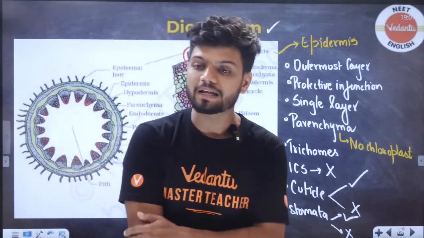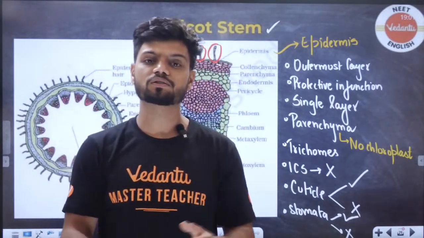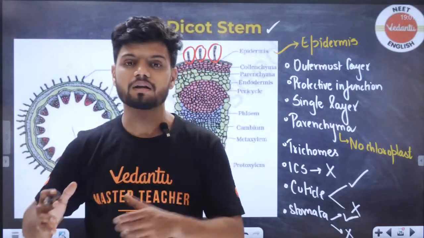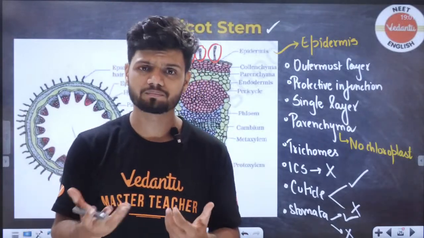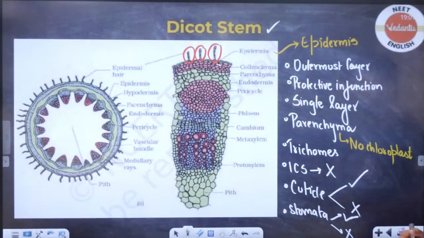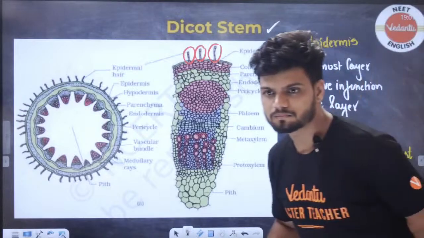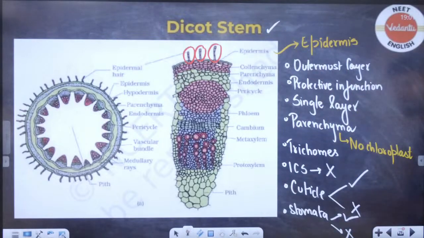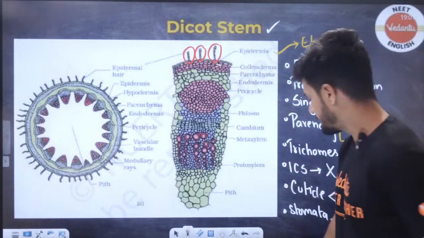So what is the difference between trichomes and root hair? Trichomes are present in the case of stem, root hair is present in the case of root, and trichomes are usually multicellular and branched. That is your trichomes. Epidermis is done.